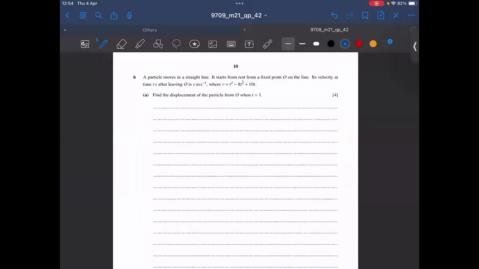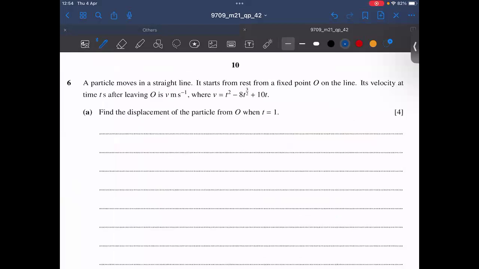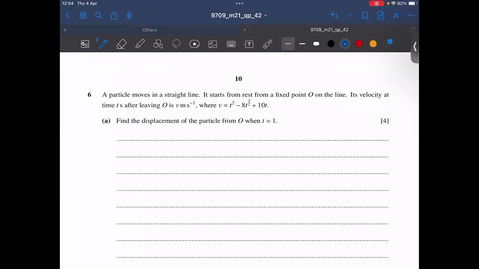Next question, quickly. A particle moves in a straight line. It starts from rest from a fixed point O on the line. Its velocity at time t is given. Find the displacement. How would you calculate the displacement?